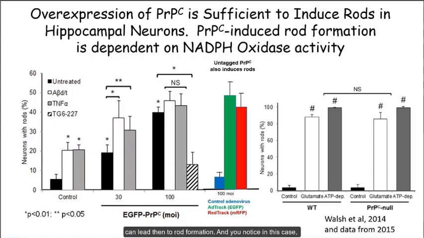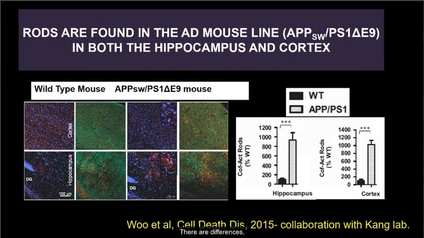So different sources of this can lead to rod formation. And you notice in this case, nearly 100% of the neurons form rods. In this case, we can maximally, with overexpression of prion protein, get up to maybe 50% of the neurons with rods. And with normal stimulation with things like A beta, we usually don't get more than about 20 or 25% of the neurons. So there are differences. So in terms of Alzheimer's disease, are these rods important?